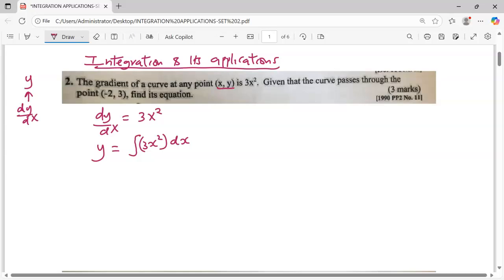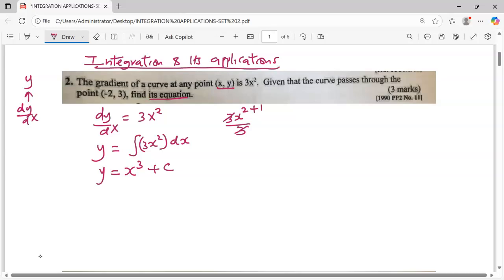Now for us to have y, we are going to have 3x squared. We usually add 1 to the power, then divide by the total new power, which is 3, meaning 3 and 3 will cancel, leaving us with x to the power 2 plus 1, which is x cubed, plus of course c, which is a constant of integration. Once we have gotten that equation, this is a general equation, and for us to get a specific equation, we need to get the value of c.